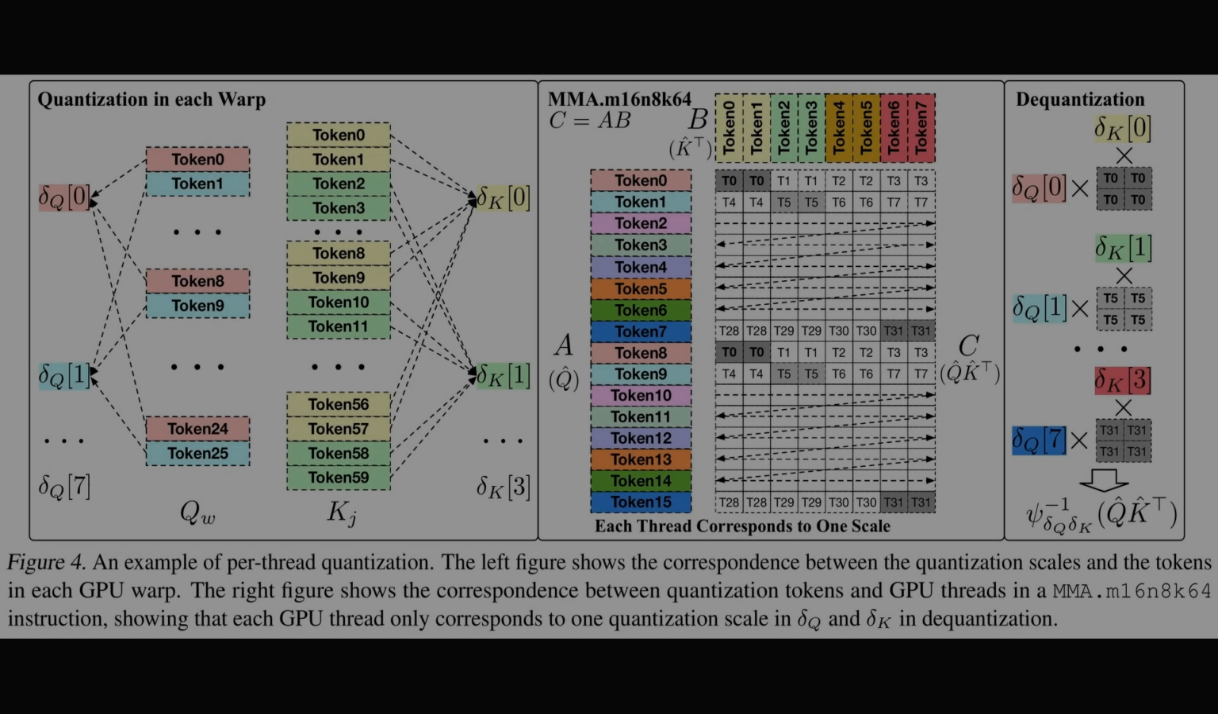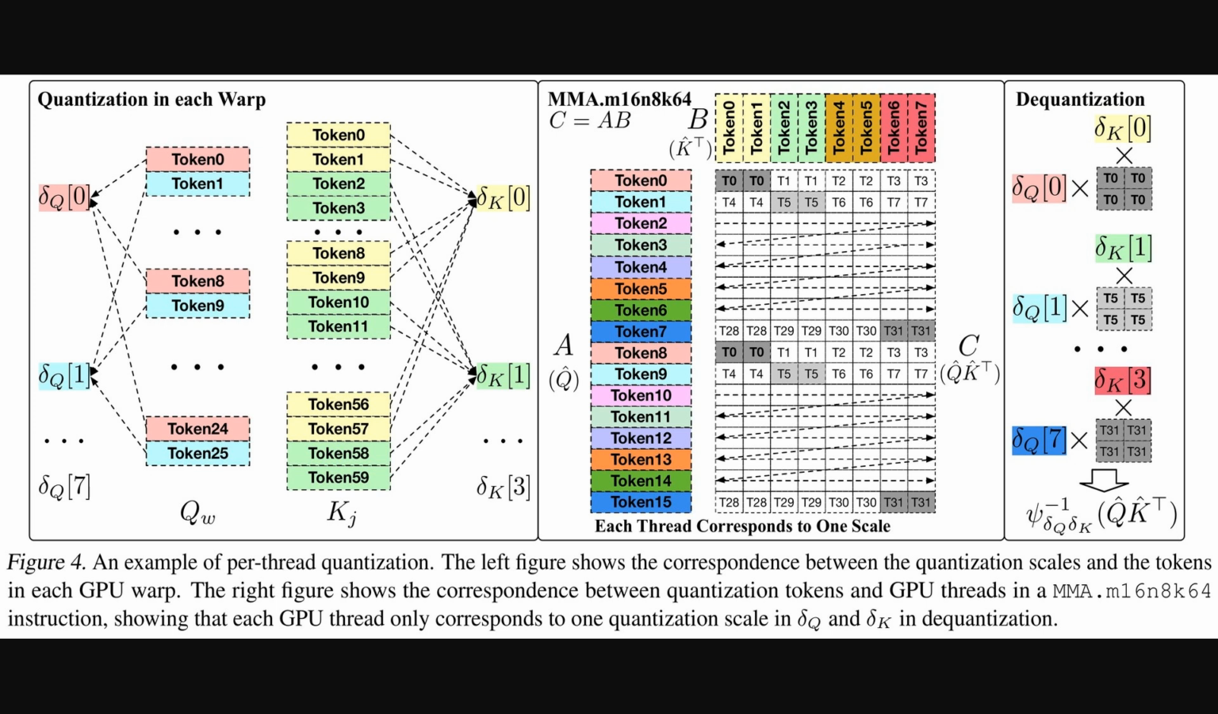Okay, so we saw those outlier stripes in figure 3 that make quantization difficult, especially for Q and K. This figure here gives us a more detailed look at one of the main techniques they use to tackle that. It's called per-thread quantization. Basically, instead of using one scale for a whole block of data, or one for every single token, which can be slow, they group tokens based on the GPU thread that's processing them within a hardware unit called a warp. You can see on the left how different tokens get associated with these quantization scales, the delta Q and delta K values. And then the middle and right parts show how this maps nicely onto the GPU's matrix multiplication hardware. Each thread, like T0, T1, T2, handles calculations using just one specific scale. This helps manage those value variations we saw earlier more effectively during the INT4 quantization step.